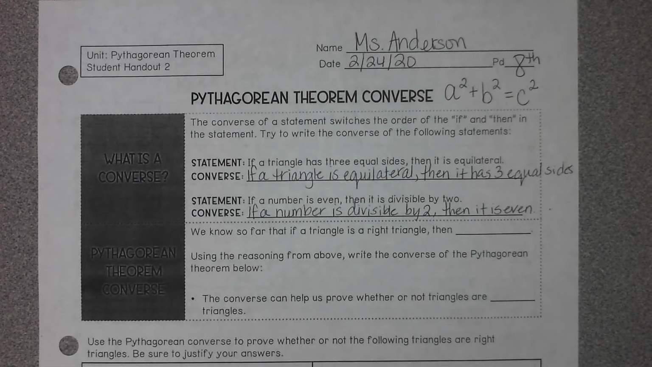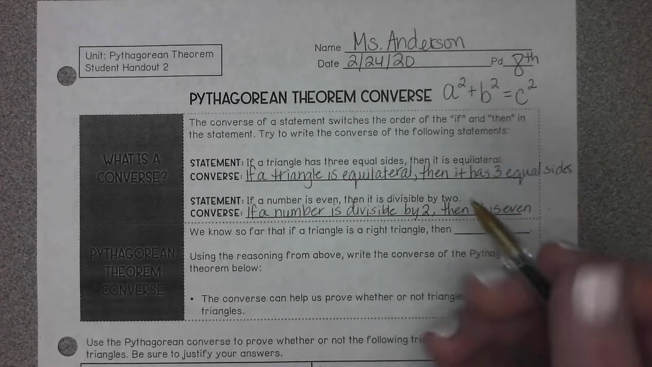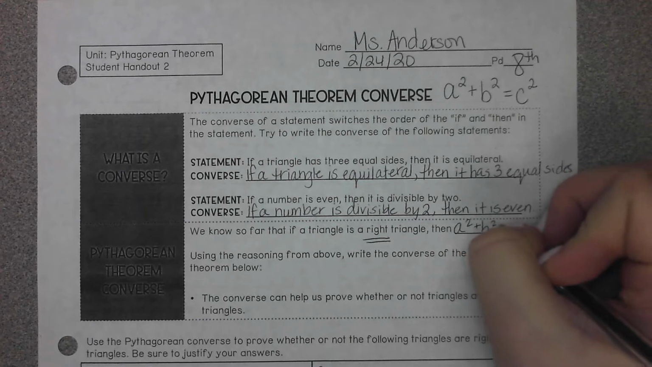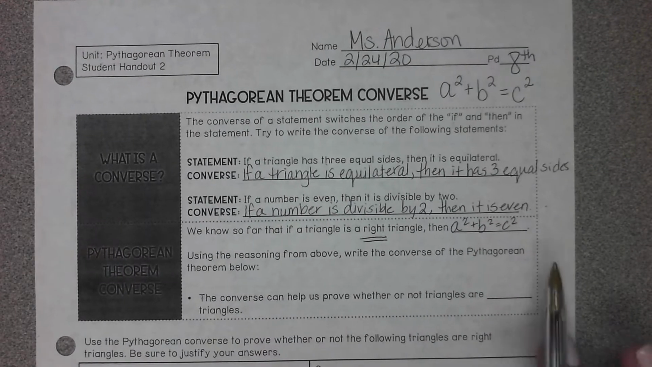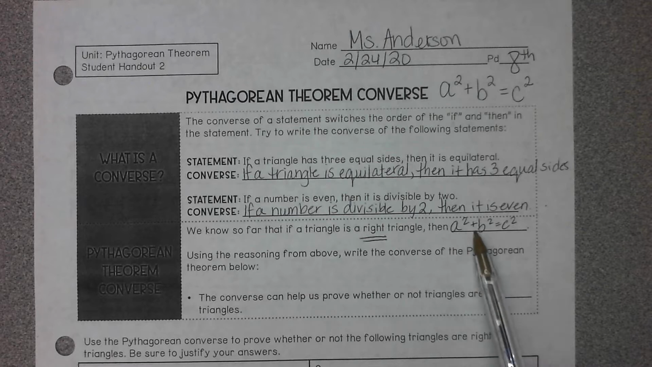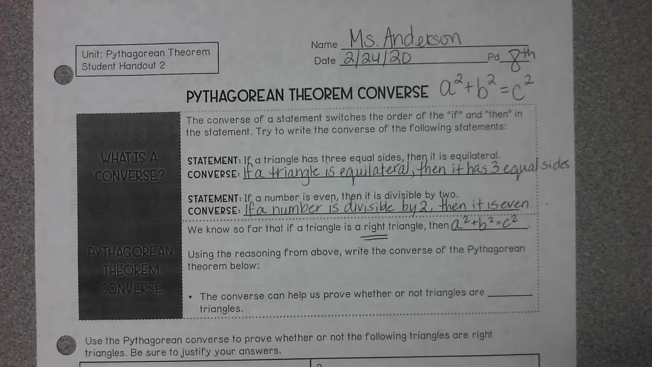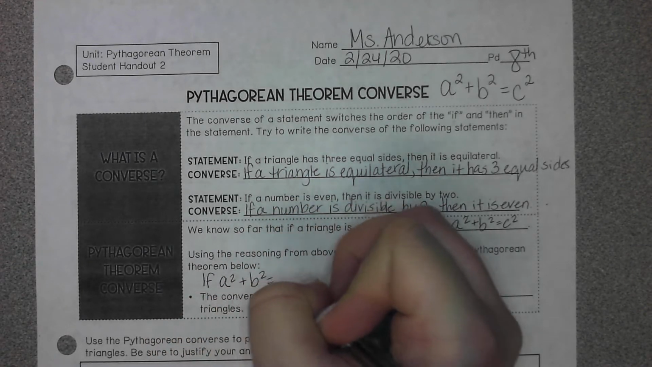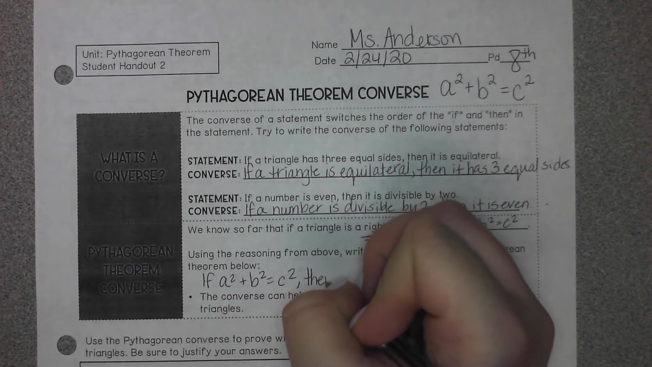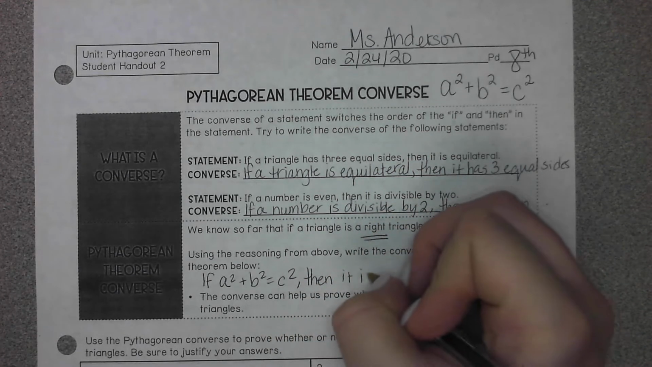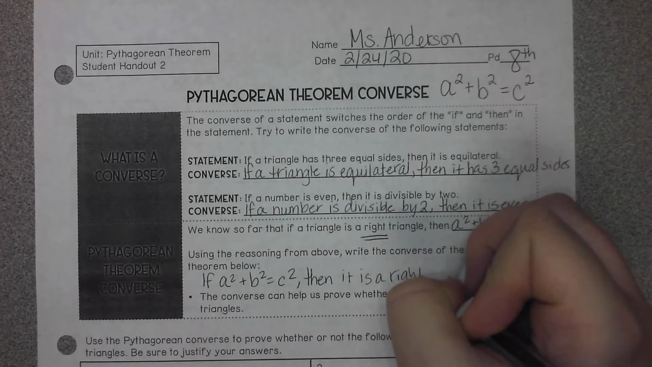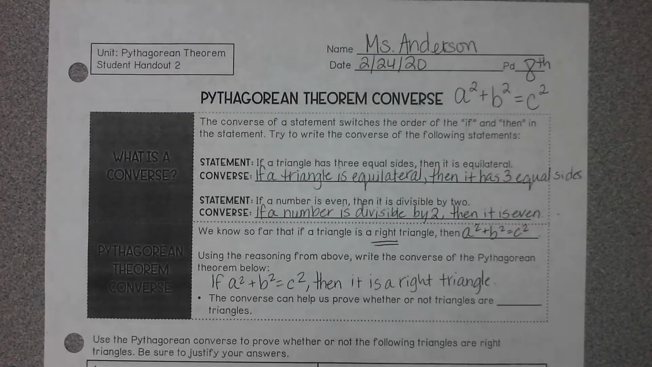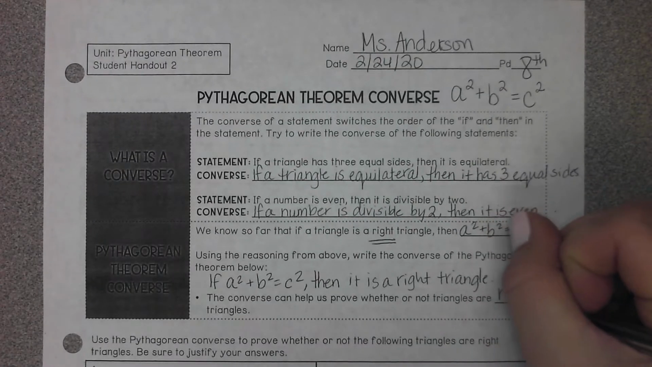So remember that we know so far that if a triangle is a right triangle, always right, then we know that a squared plus b squared equals c squared. That rule will check out. If it's a right triangle, we know a squared plus b squared will equal c squared. So we can just rewrite that statement and say if a squared plus b squared equals c squared, then it is a right triangle. Okay, the converse can help us prove whether or not triangles are right triangles. We're always looking for right triangles.